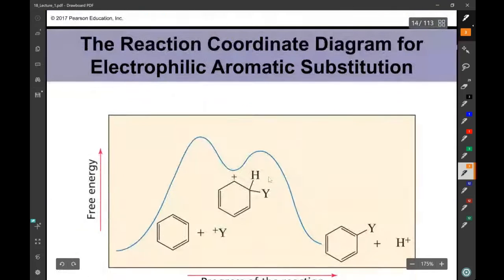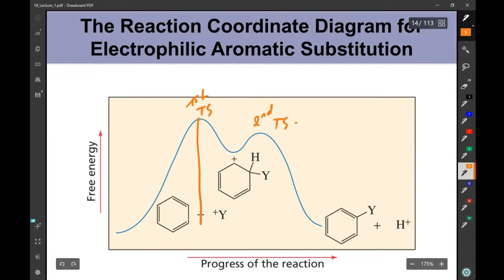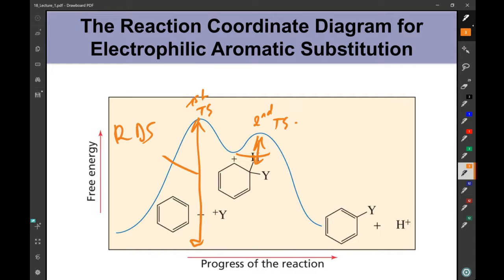And for a two-step mechanism, that's how the reaction coordinate will look. Two-step means you have two transition states. You have the first transition state and you have the second transition state. And you can notice that the first transition state is high in energy compared to the second transition state, making the first transition state your rate determining step of the reaction. And that first step is the formation of the carbocation.